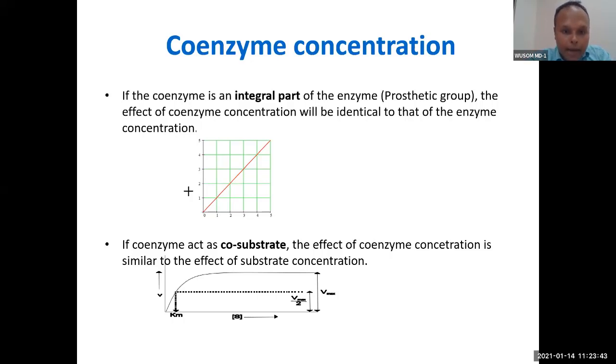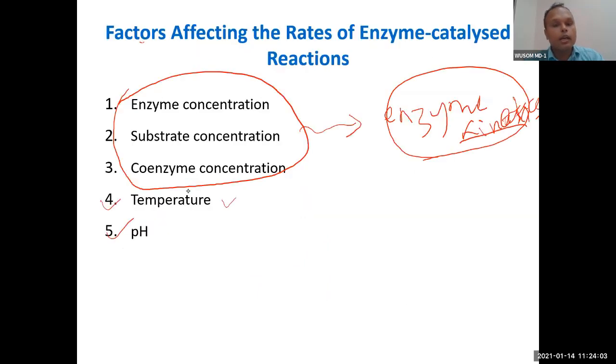Prosthetic group, this will be the pattern when coenzyme is tightly bound. So it behaves like enzyme. So a straight line. If we increase the concentration of prosthetic group, it will look like this. When coenzyme is loosely bound, it will follow the curve of the substrate. So these are the three factors affecting enzymes.